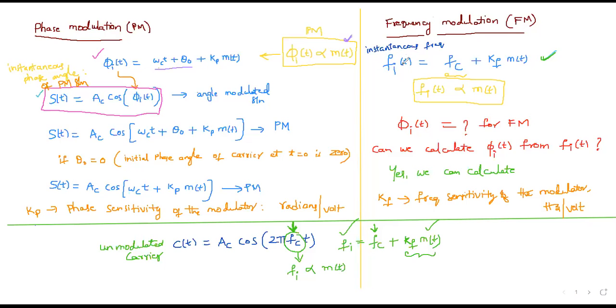So the instantaneous frequency fi of t is equal to fc, the frequency of the unmodulated carrier, and to that I have to add one term which contains m of t. Hence we have added a term plus kf into m of t here. kf, as I said, is a constant of the modulator, and this m of t makes sure that the instantaneous frequency is directly proportional to the variations in the message signal m of t. Am I clear, guys?